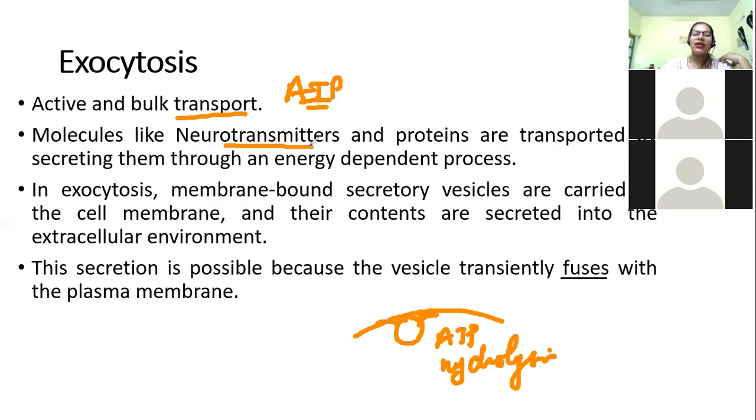Molecules like neurotransmitters and proteins are transported, secreted through an energy dependent process. In exocytosis, membrane bound secretory vesicles are carried to the cell membrane and the contents are secreted into the extracellular environment. This is possible because the vesicle fuses with the plasma membrane. As I said before, once they have fused, the molecules are released, then again the empty vesicle goes back and fuses with the Golgi.